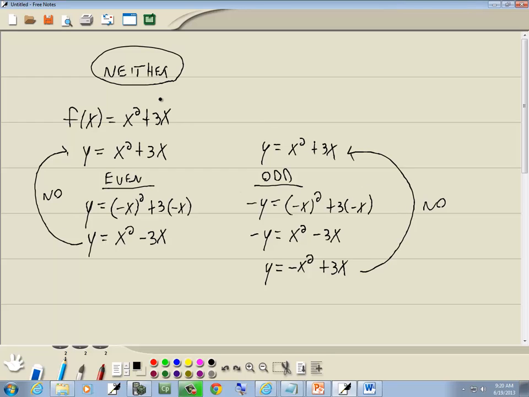Again, all I want you to do on homework is graphically, but if you're curious how to do it algebraically, that's how you do it.